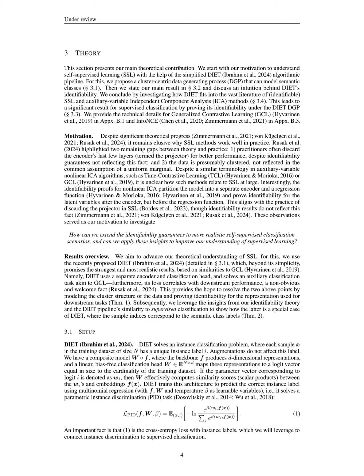The DIET method operates by solving an instance classification problem, where each training sample is assigned a unique instance label, and data augmentations do not alter this label. First, it employs a composite model, consisting of a backbone that generates 81-dimensional representations and a linear bias-free classification head that maps these representations to a logit vector corresponding to the training dataset size.